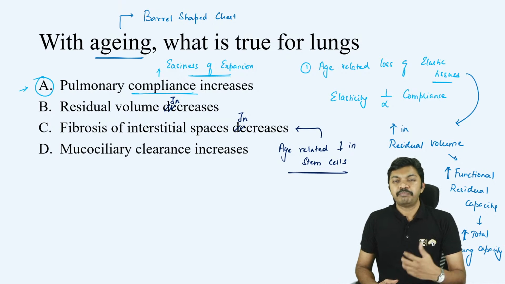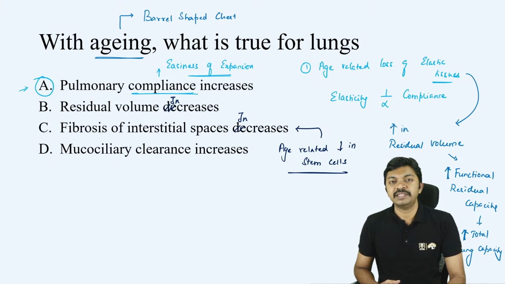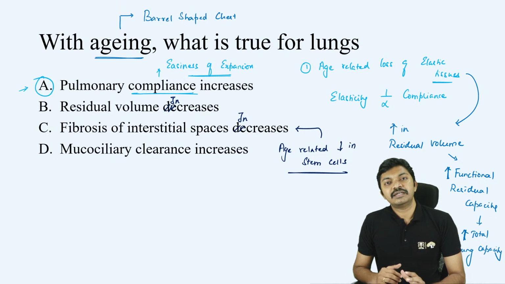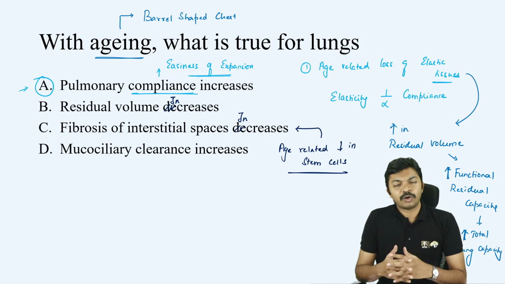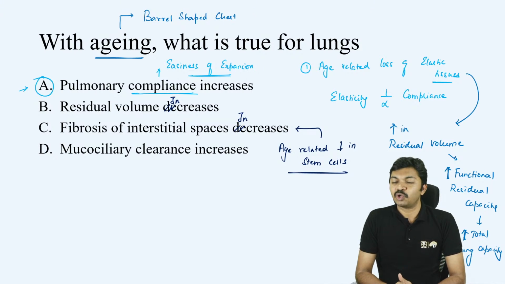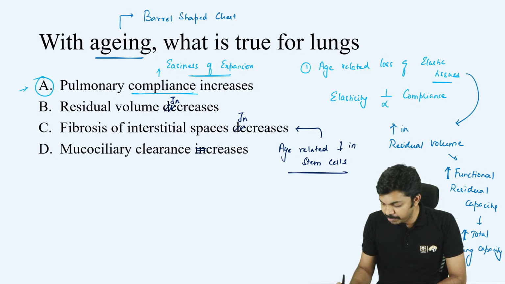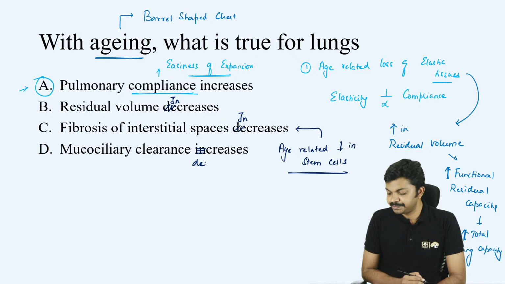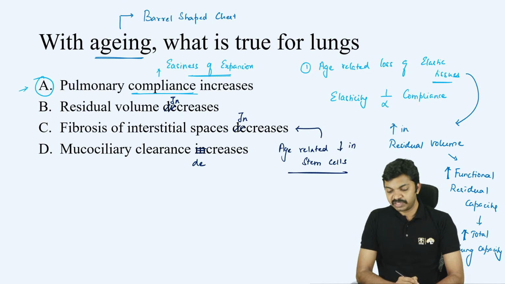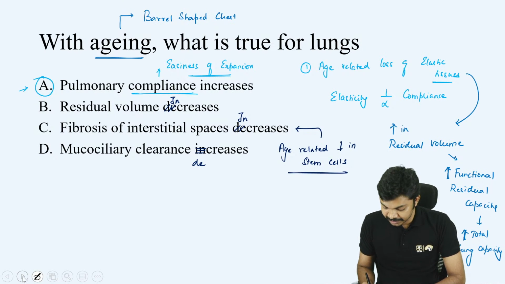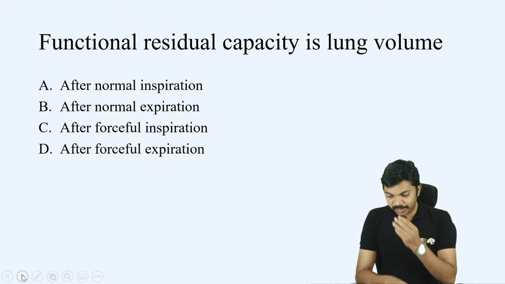That's how patients, very frequently old age people, develop respiratory tract infections. The reason behind it is the deficiency of dynein or inability of dynein and cilia to clear respiratory passages of dust and infections. So again, mucociliary clearance must be decreased in old age. So the best answer for this question is option A, pulmonary compliance is getting increased, guys. Moving on to the next question.